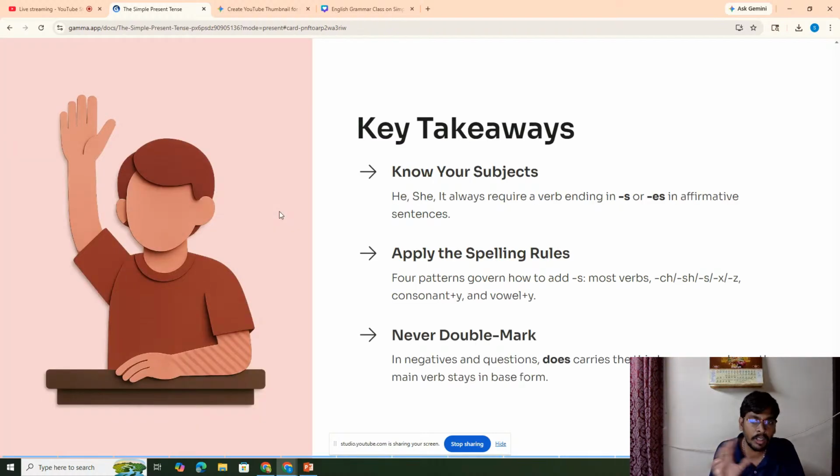So key takeaways: know your subject. It is very important to know the subject form. Whenever we are using he, she and it, the verb should have s or es at the end, depending on the verb spelling. You need to apply the spelling rules properly. Never mix up does and do. Does is used only with he, she and it, and do is used with I, you, we and they. So that's all about it.